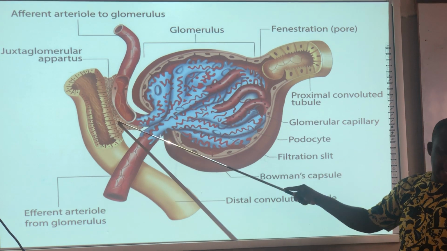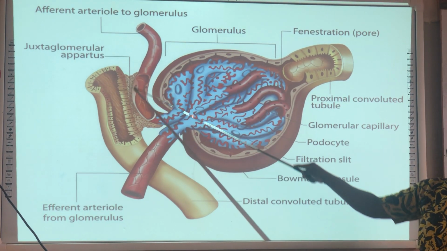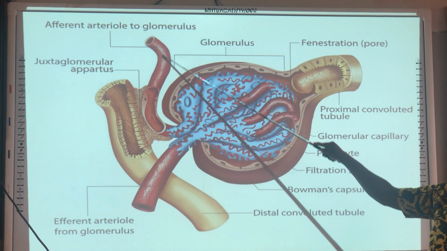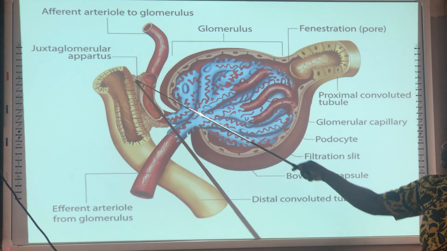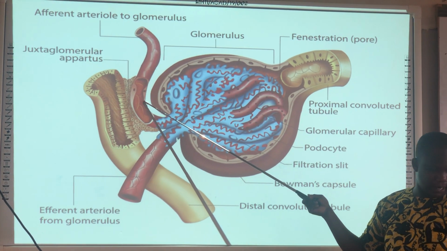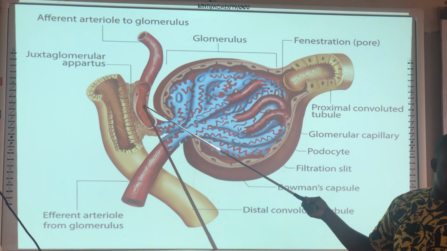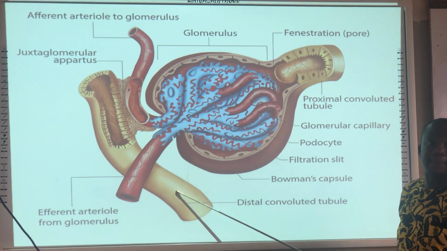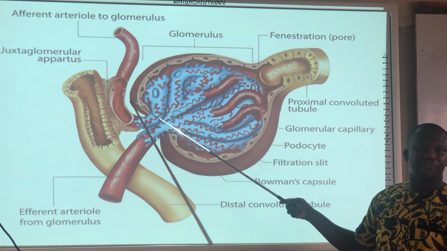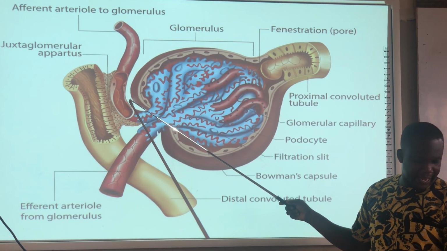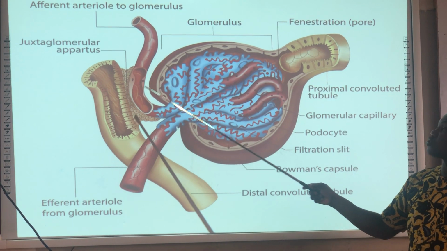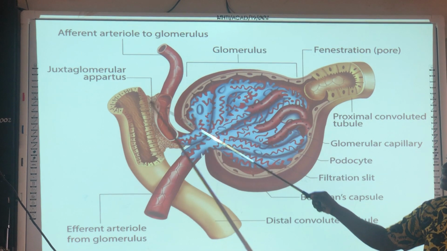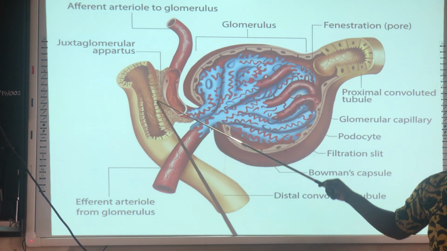tubule come into contact. That is what is called the juxtaglomerular apparatus. Remember that the afferent arteriole is made up of cells. The distal convoluted tubule is also made up of cells. The afferent arteriole is made up of granular cells, and the distal convoluted tubule is made up of macula densa cells. So as they meet at this point, their cells become modified.